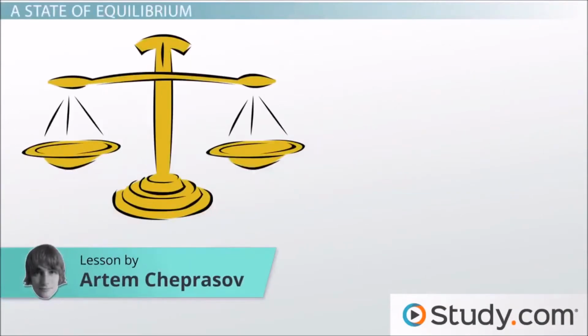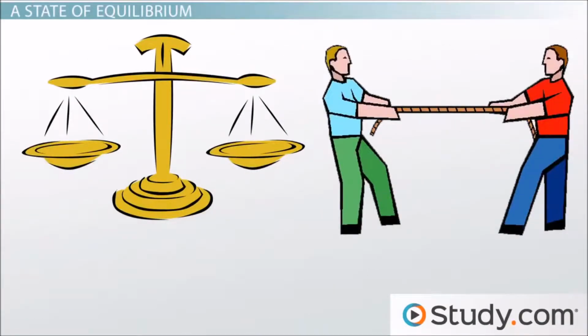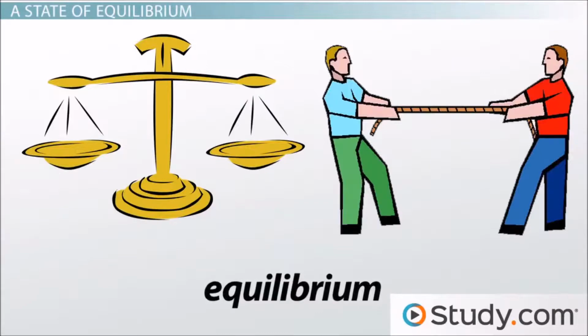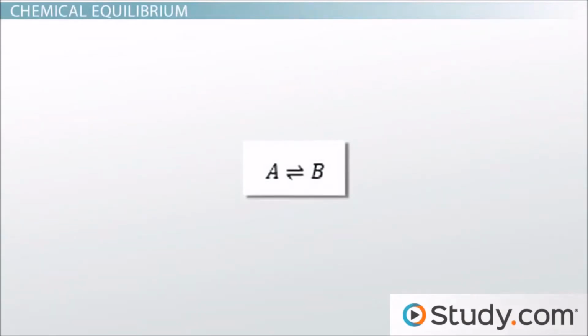A balanced scale with equal weights on each side, a stalemate during a tug of war, and an equal amount of supply and demand are all examples of a type of equilibrium, a kind of state of balance that's achieved due to opposing forces. Chemistry is subject to a notion of equilibrium as well, and we're going to go over it right now. Imagine a simple chemical reaction with species A and B, denoted as shown on the screen.